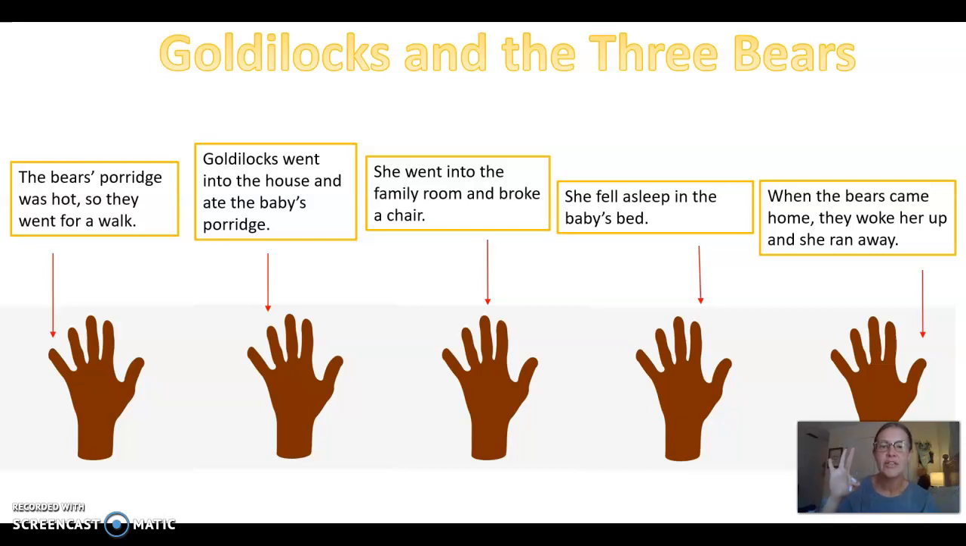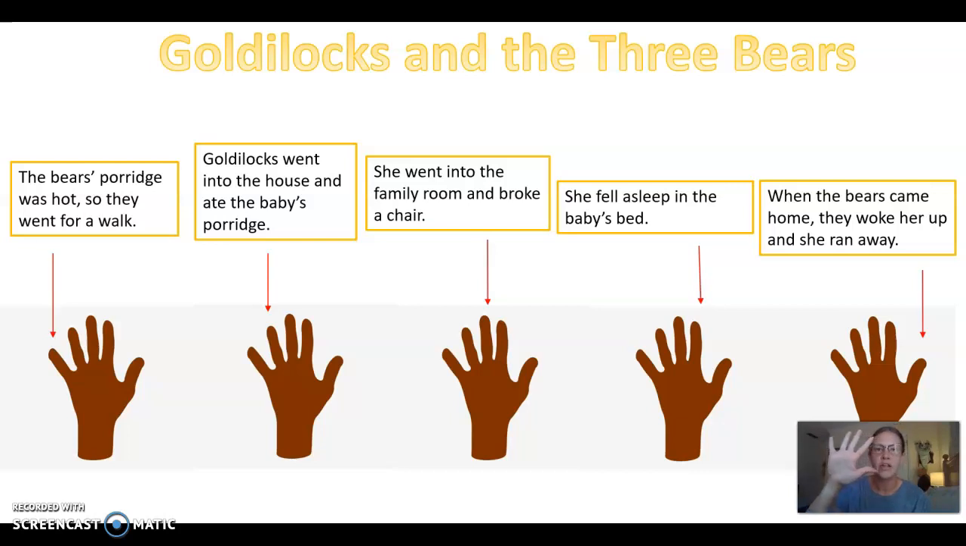Then she went into the family room and broke a chair. That's the 3rd event. She fell asleep in the baby's bed. And then last, when the bears came home, they woke her up and she ran away. So those were just 5 events that happened in Goldilocks and the Three Bears. I didn't have to tell everything that happened in Goldilocks and the Three Bears. I just needed 5 important parts.